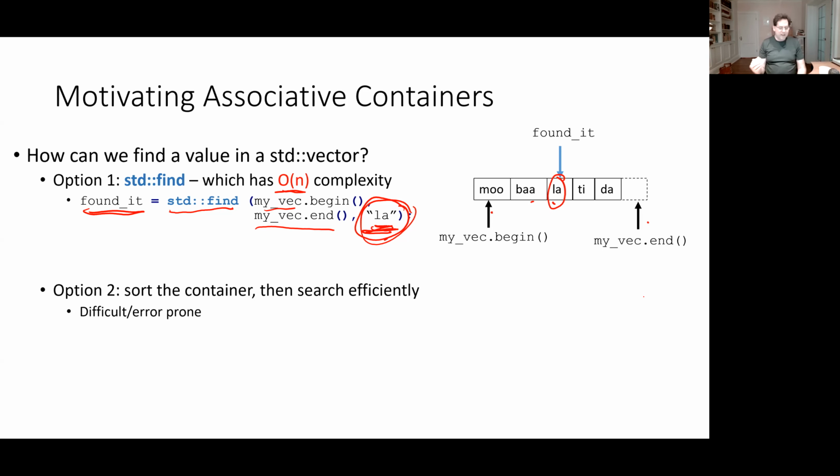Anthony's asking what happens if la was in here multiple times. It'll return a pointer to the first one. This find function is just returning one iterator. It'll find the first one and return it.